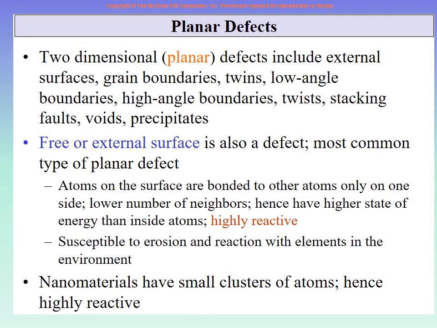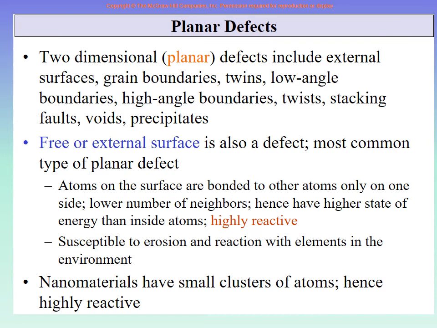Below it and to the right and to the left and so on, there are atoms supporting it, but above it there is no support. So if you apply any force, then that force directly acts on the free surface. Therefore, we say that the free surface or the external surface is by itself a defect, because it is easier to damage the outer surface than the inner material, which we know.